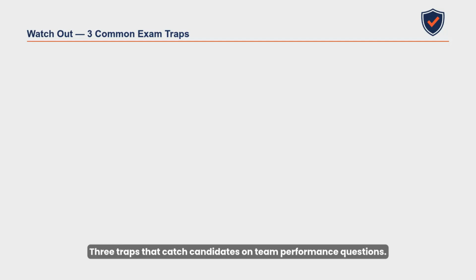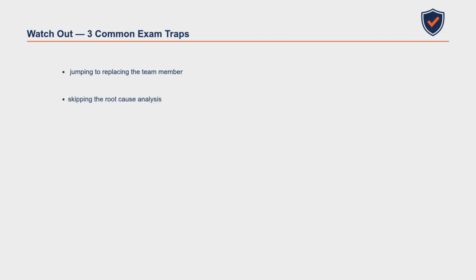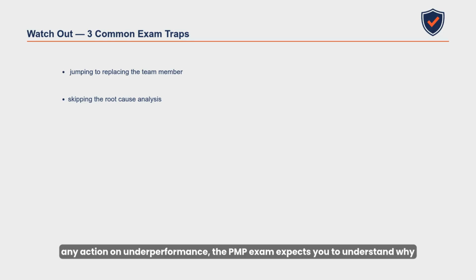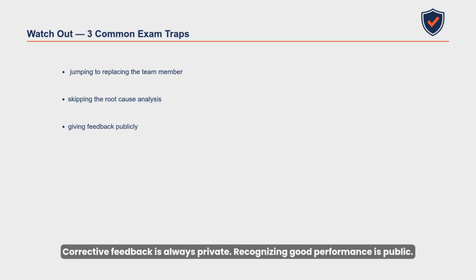3 traps that catch candidates on team performance questions. Trap 1. Jumping to replacing the team member. The exam almost never rewards removing someone from the team as a first response. Always investigate, provide feedback, and support improvement first. Trap 2. Skipping the root cause analysis. Before taking any action on underperformance, the PMP exam expects you to understand why the performance issue is happening. Never assume, always investigate first. Trap 3. Giving feedback publicly. Corrective feedback is always private. Recognizing good performance is public.